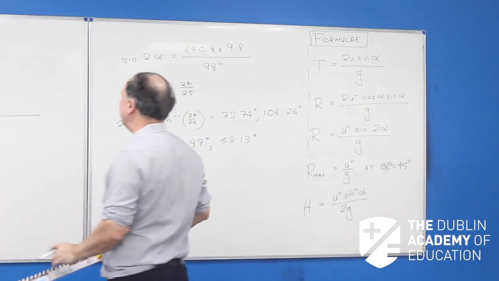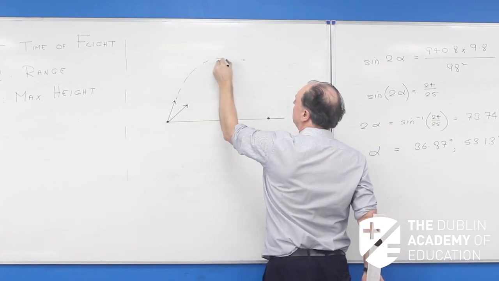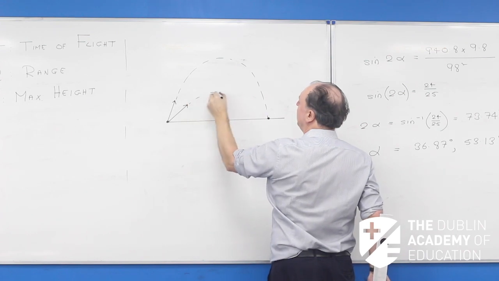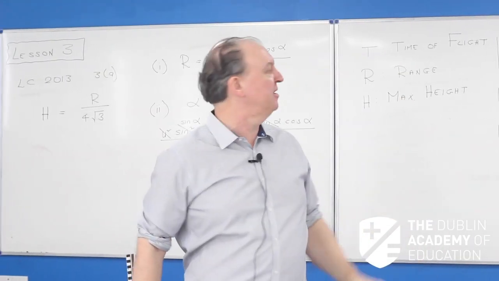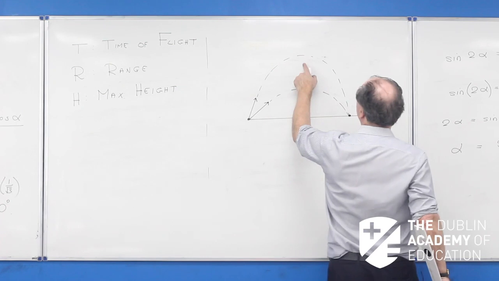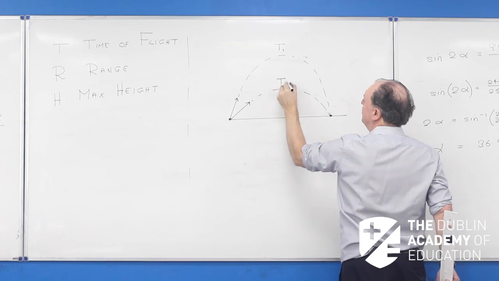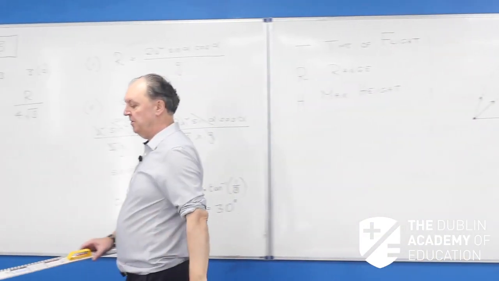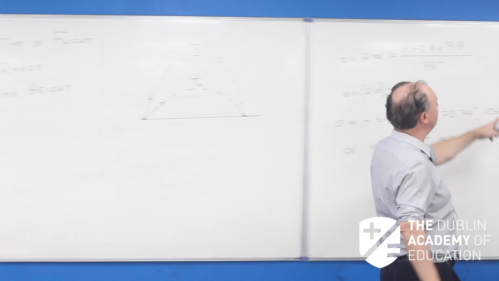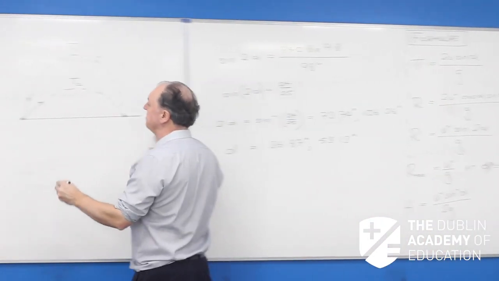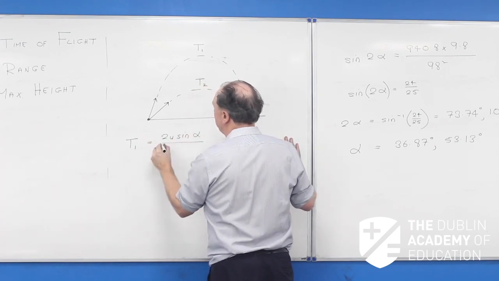And what happens? They end up landing in the same spot. You can see this one here is going to go higher before it lands, whereas this one here is going to be a bit flatter. You can probably tell just by looking at the diagram that this one is going to take longer. So I'll call this T1, the longer time of flight, and I'll call that T2, the shorter time of flight. Well, let me work out those times of flight. We have our formula for the time of flight, 2u sine alpha divided by g. T1 is 2u sine alpha divided by g.